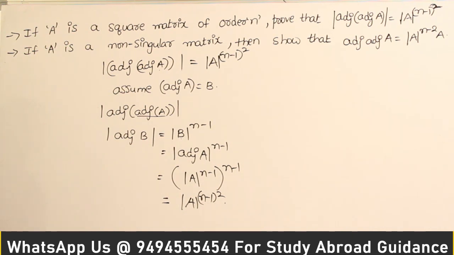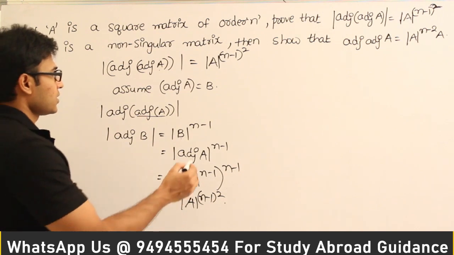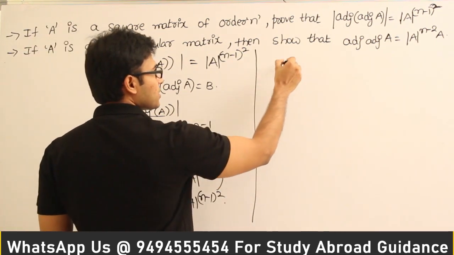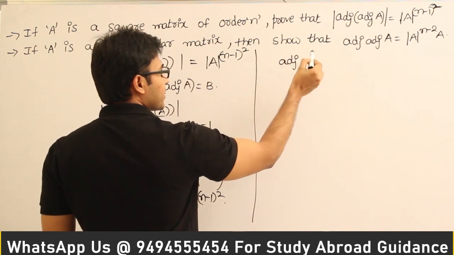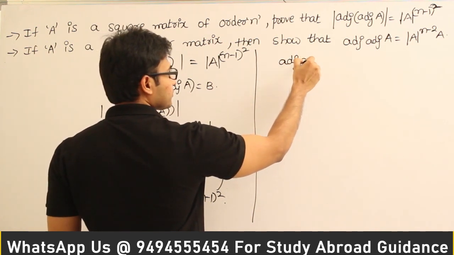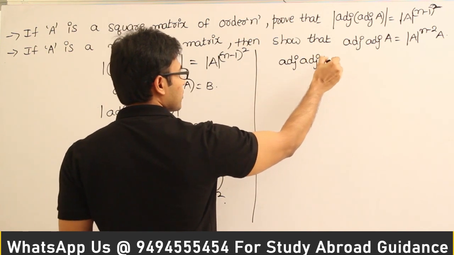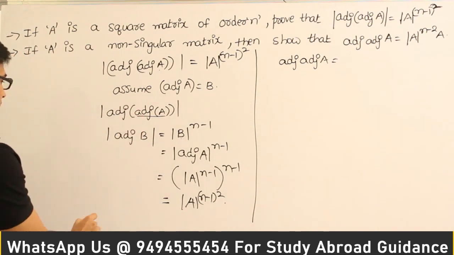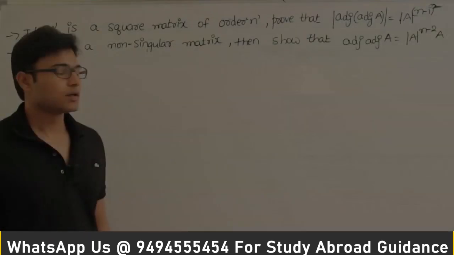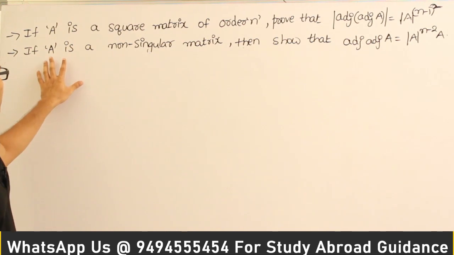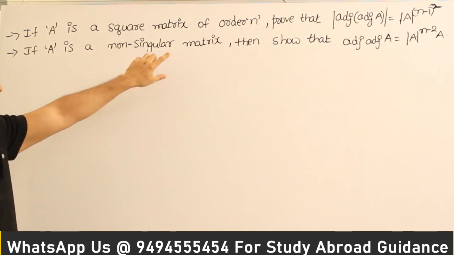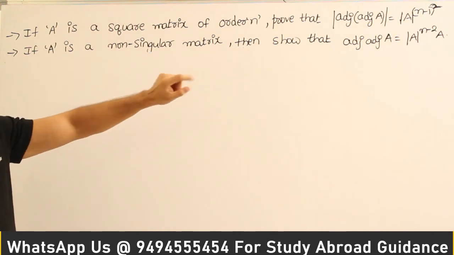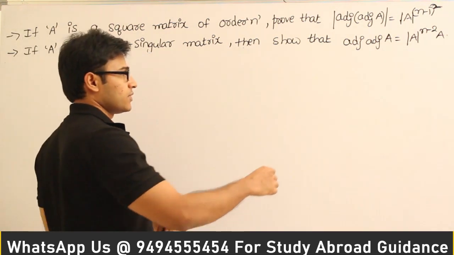Now let's see the second question. In the second question they are asking us to show that if A is a non-singular matrix, then adjoint of adjoint of A equals det A power n minus 2 into A.